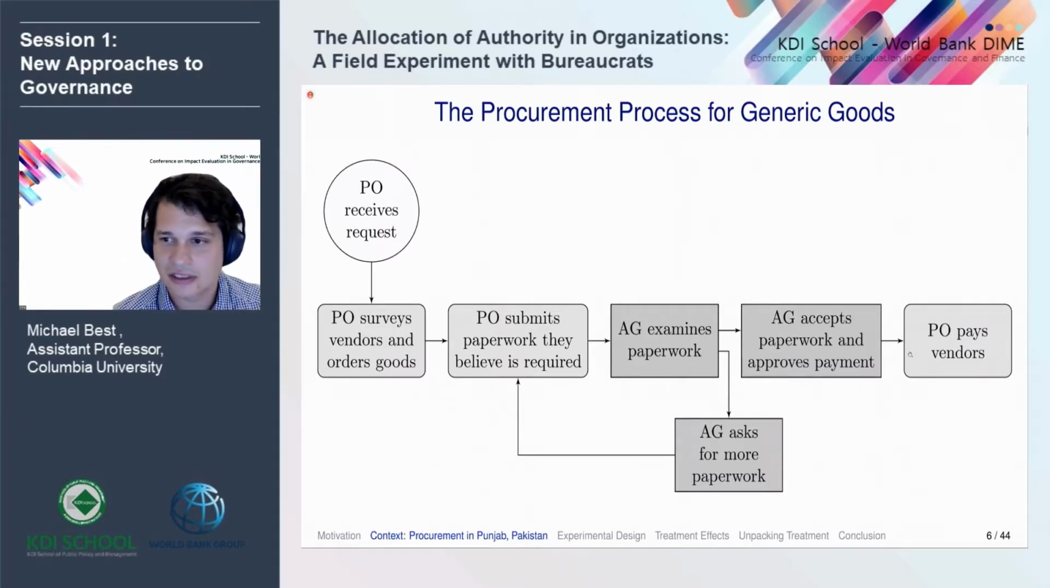Once that's the case, the accountant general says this is fine, and they approve the payment. And then they tell the procurement officer, you're now allowed to go to the treasury and get the check and go and give it to the vendor. Okay, so that's everything you need to know about public procurement in Punjab.